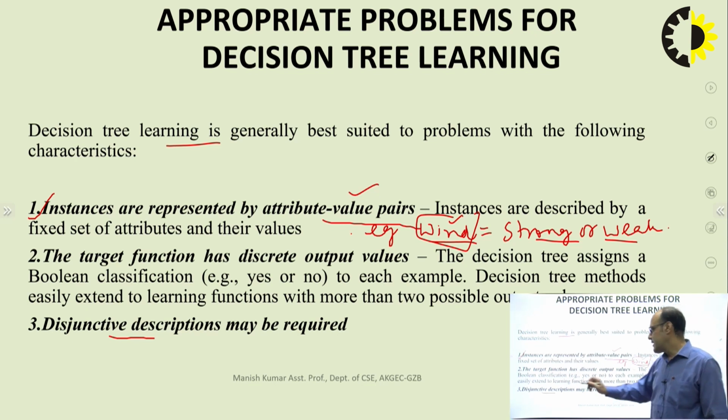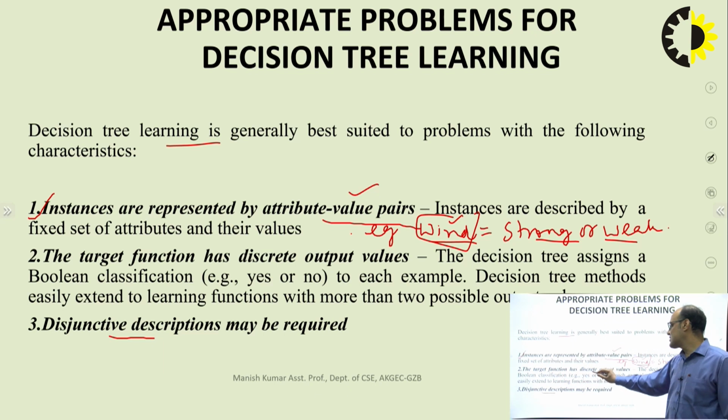Okay, number one. Second, if the target function has a discrete output, that I have defined previously also, a discrete-valued target function, right?